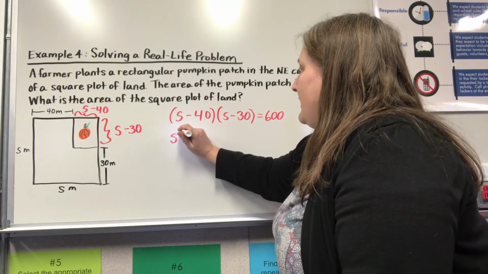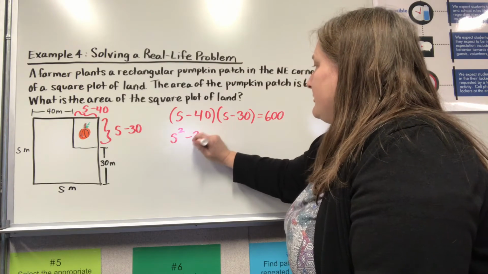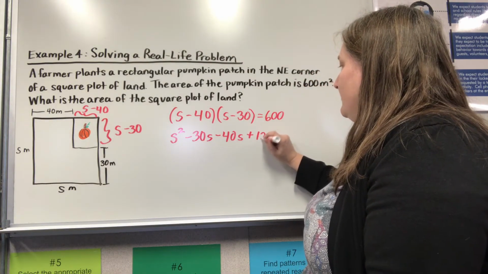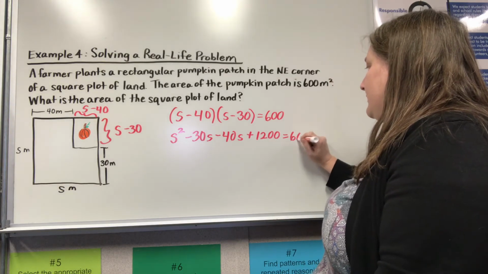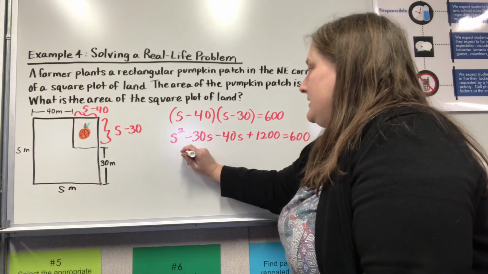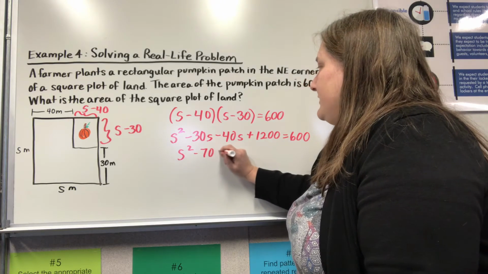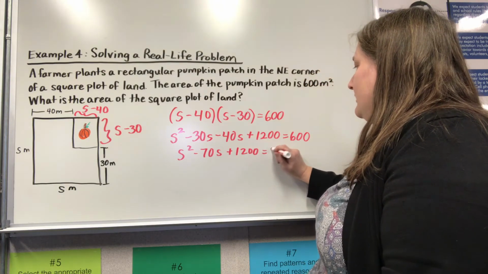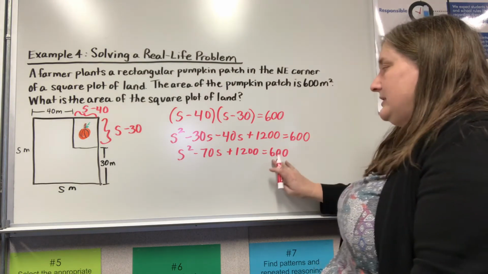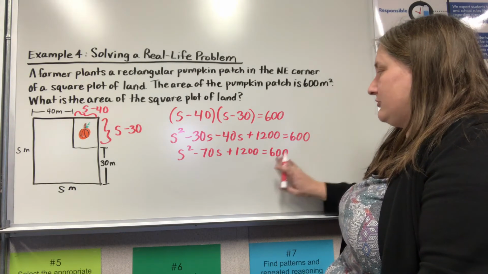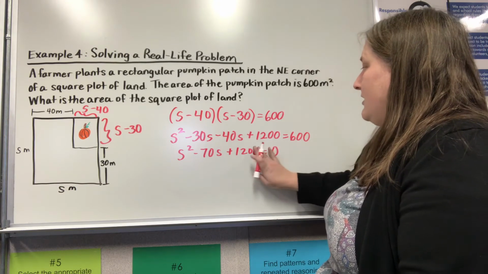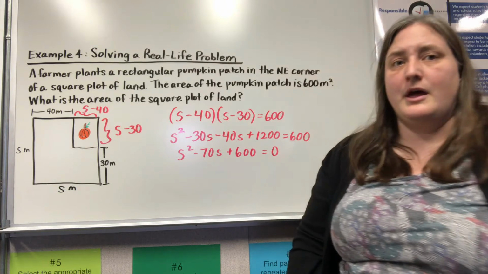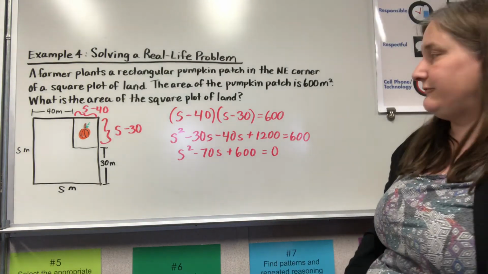So I'm going to get S squared minus 30S minus 40S plus 1,200 equals 600. Then I'm going to combine: S squared minus 70S plus 1,200 equals 600. Now I want to get this equal to 0 here. So I'm going to subtract 600 from both sides, which will bring this down to 0 and this down to 600. Okay. From here now, I want to try to factor this.